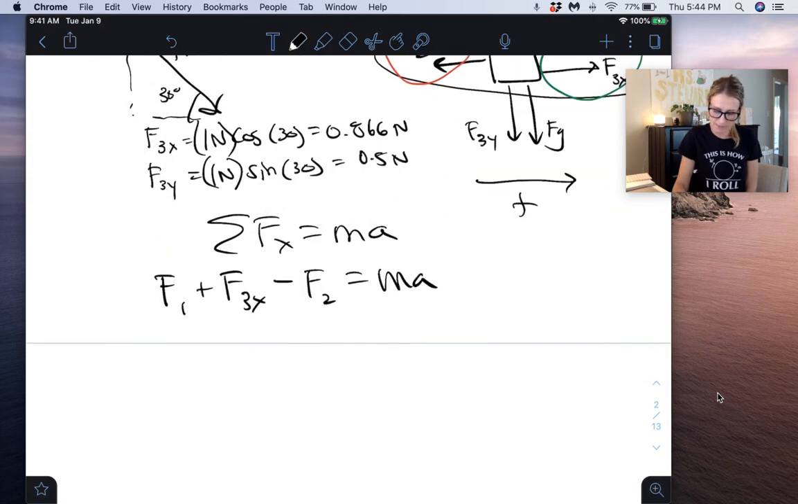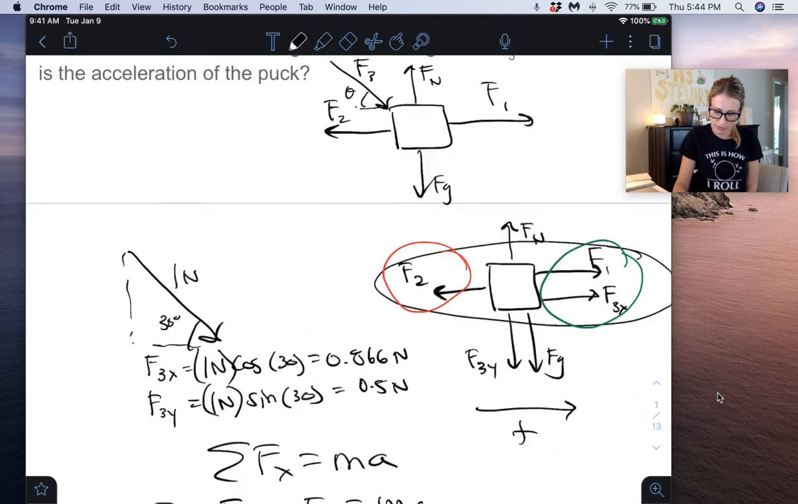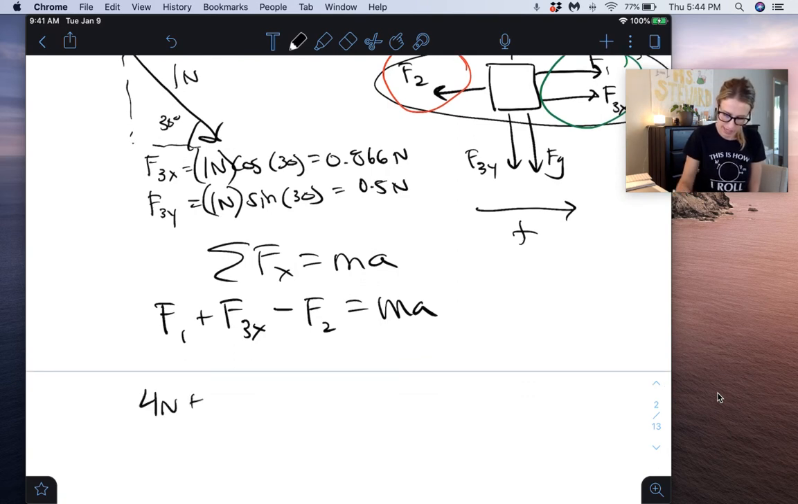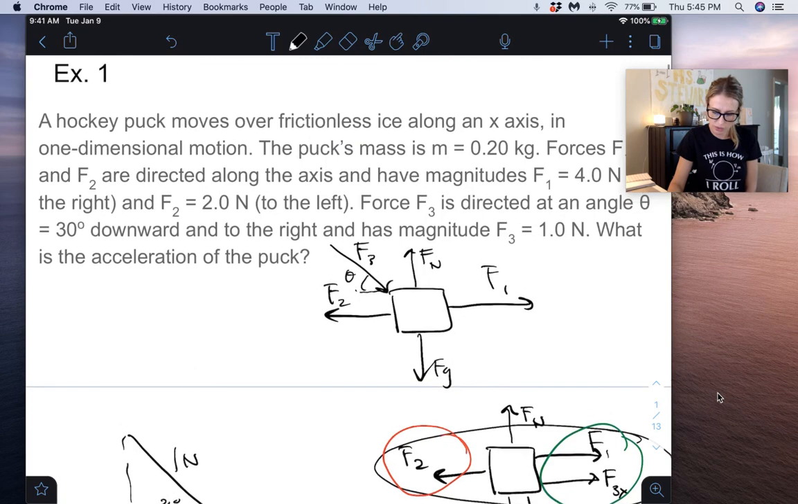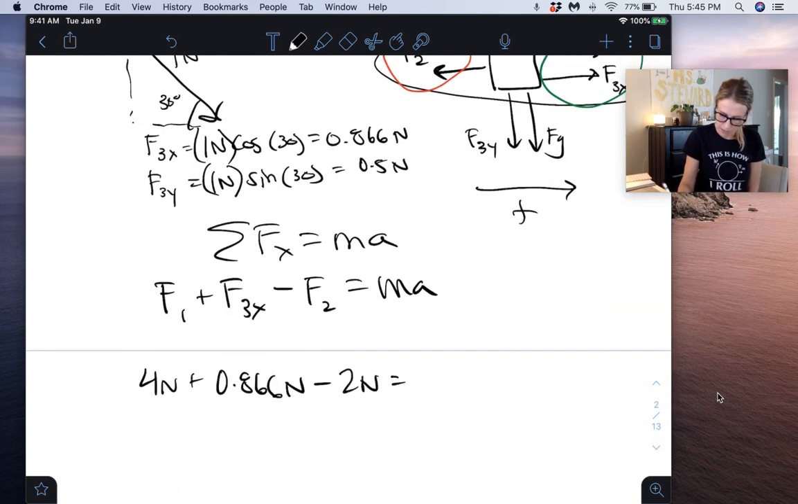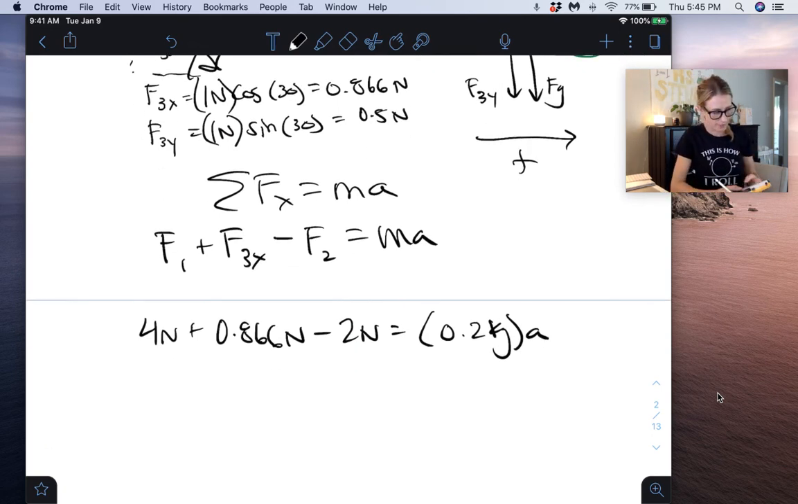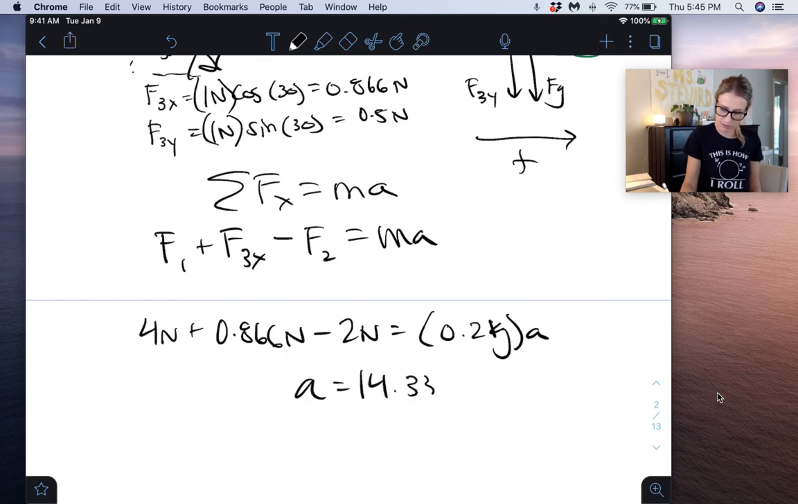So continuing on, we have force 1. We know that that was 4 newtons. So we get 4 newtons plus force 3x, which was 0.866 newtons, minus force 2, which was 2 newtons, equals mass, which was 0.2 kilograms, times acceleration. So we get 4 plus 0.866 minus 2, and then we divide both sides by 0.2, and we get acceleration is equal to 14.33 meters per second squared. So that is our answer.